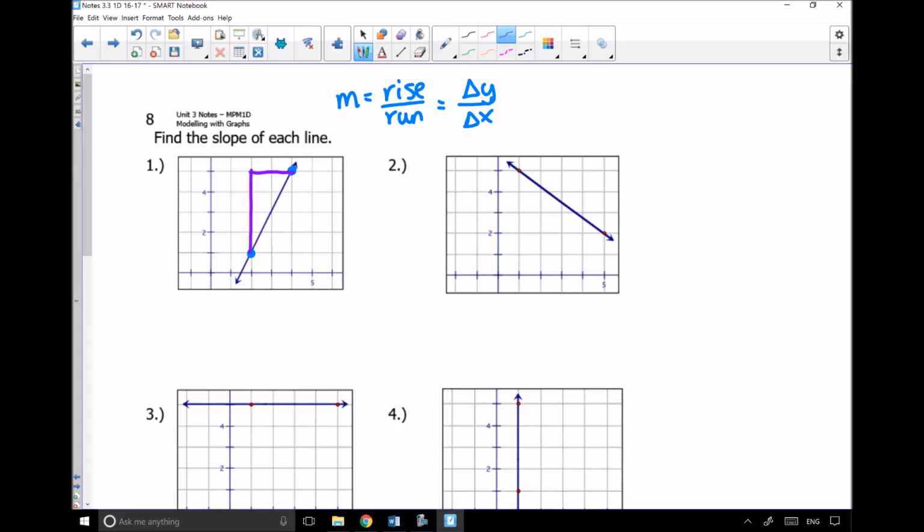Now be very careful about your signs. So here I can say my rise, it went up by 1, 2, 3, 4. So since it went up, it's a positive 4. So my rise is positive 4.